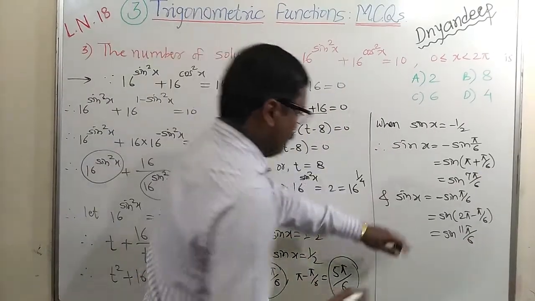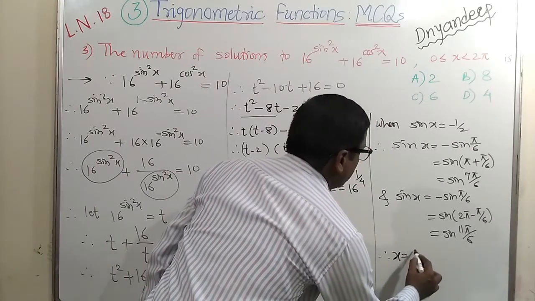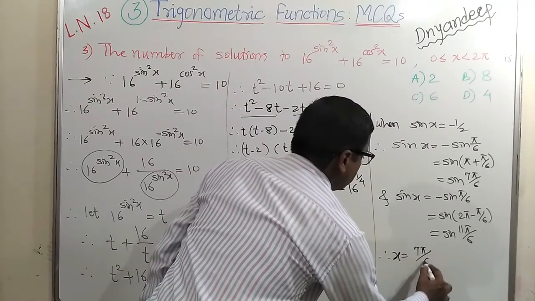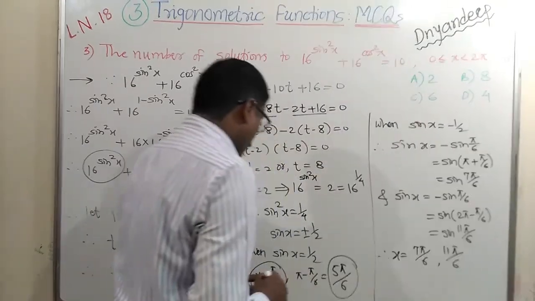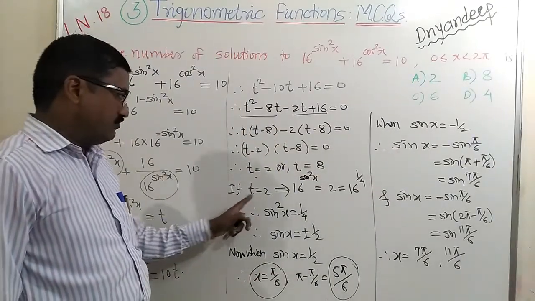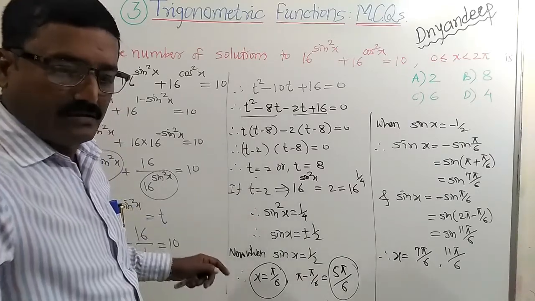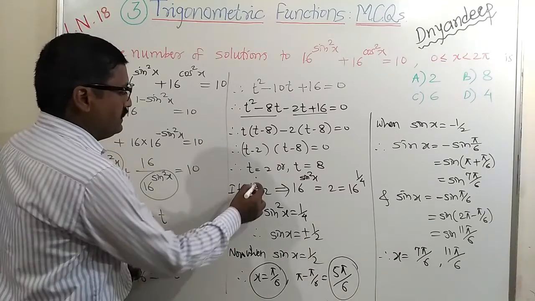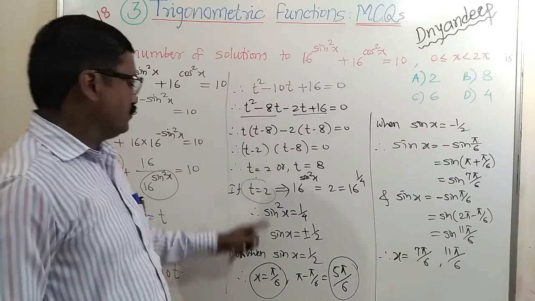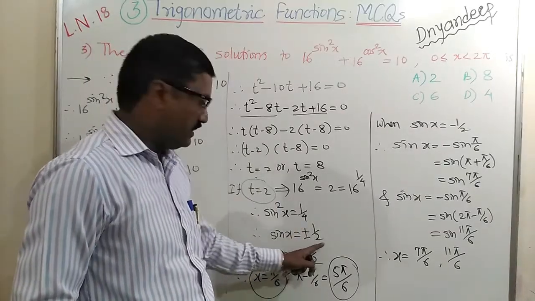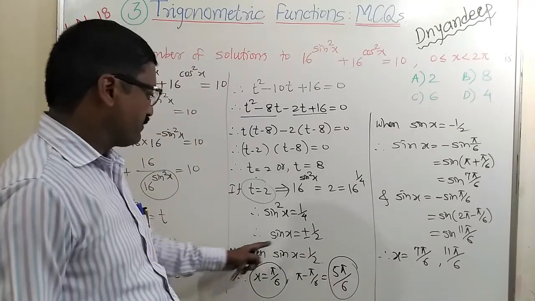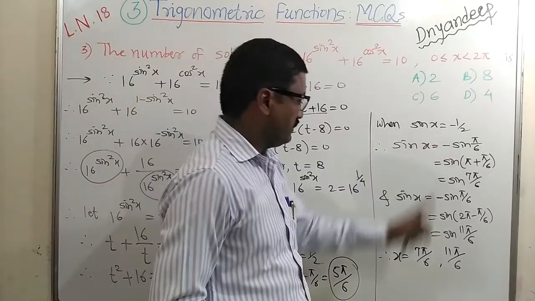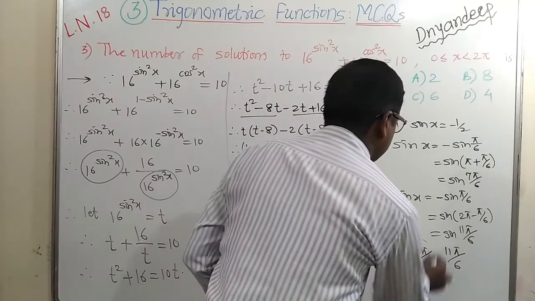So from these two we get, therefore, x is equal to 7 pi by 6 and 11 pi by 6. Now whenever we take t equal to 2, here we are taking t equal to 2. When t equal to 2, sin x is equal to plus minus half. When sin x equal to half, we get these two values or solutions. When sin x is negative, we get these two solutions.